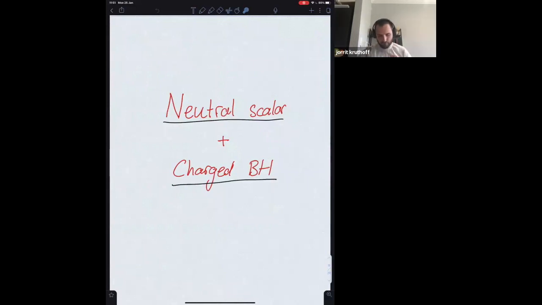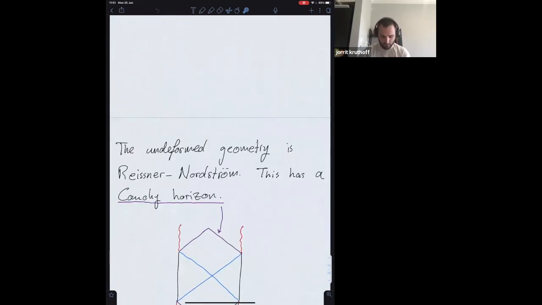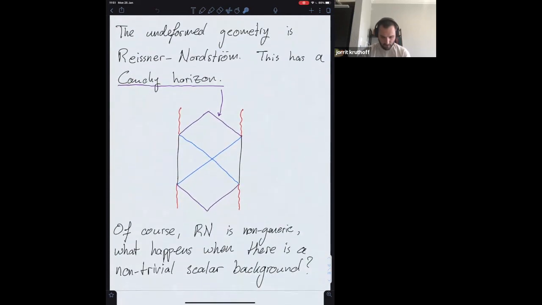All right. Okay. So the first case I want to consider are just neutral scalars in the presence of a charged black hole background. Now, just to get everybody on the same page again, here's the undeformed geometry, the Reissner-Nordström black hole, and here's the Penrose diagram, and the geometry here in purple has a Cauchy horizon. And of course, as I told you, this Reissner-Nordström black hole is non-generic, and we would like now to study what happens when a non-trivial scalar field is present.